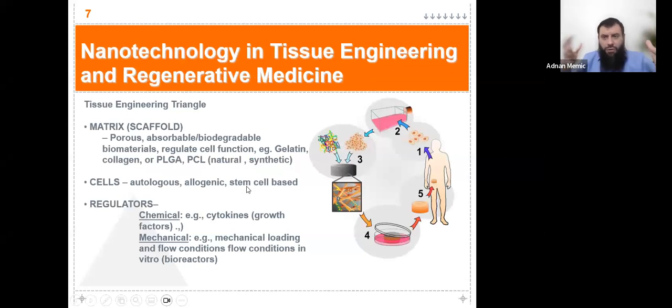So where do we think about this in terms of tissue engineering and regenerative medicine? Where do we find this nanotechnology? Where is that niche where you can fit that in?